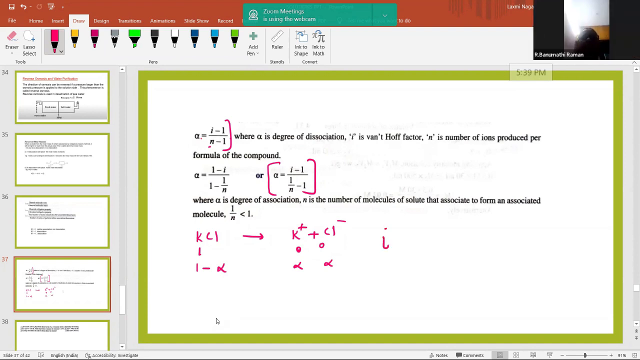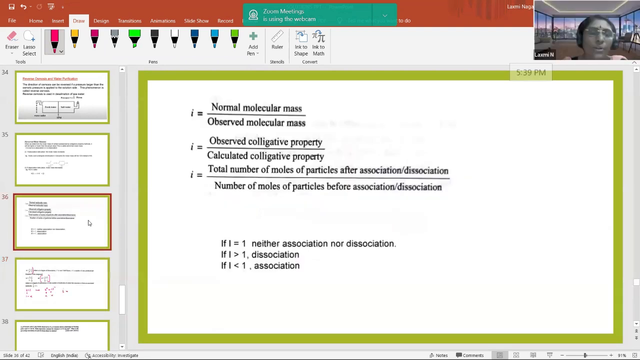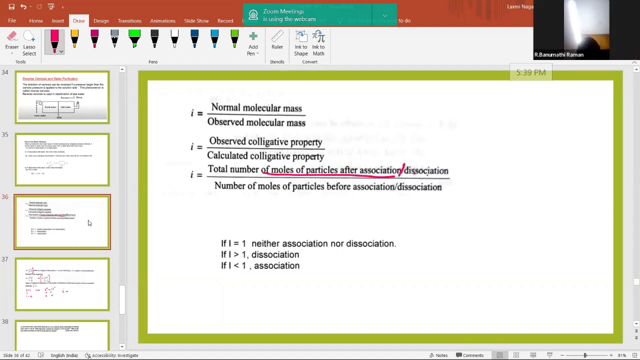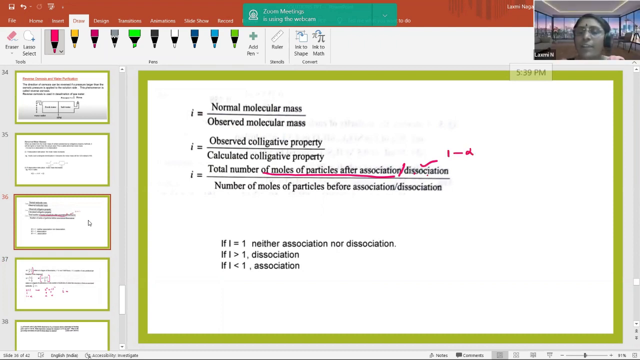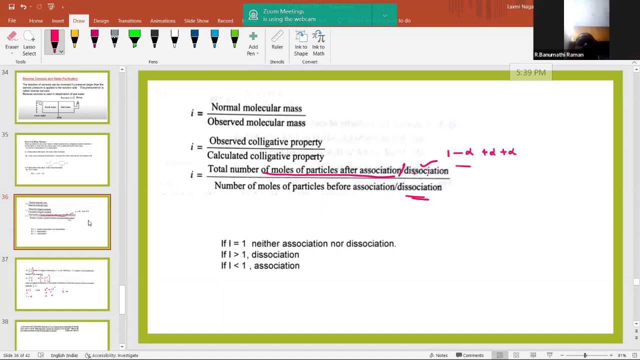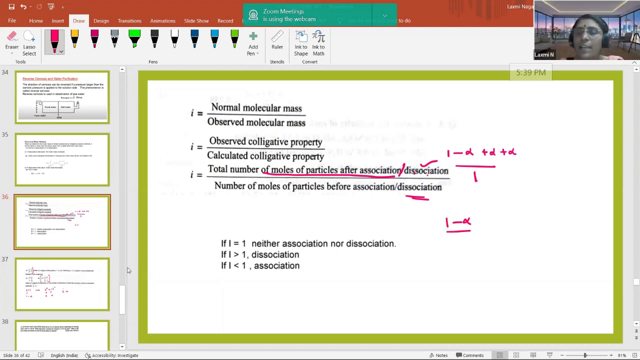So i is defined as what? Total number of moles of particles after association or dissociation. After dissociation, I have 1 minus alpha plus alpha plus alpha. Before dissociation, it is 1. So do I get 1 minus alpha by 1 is equal to i?